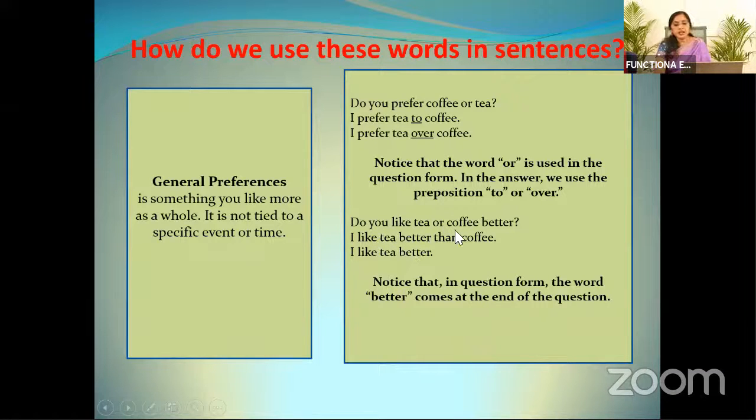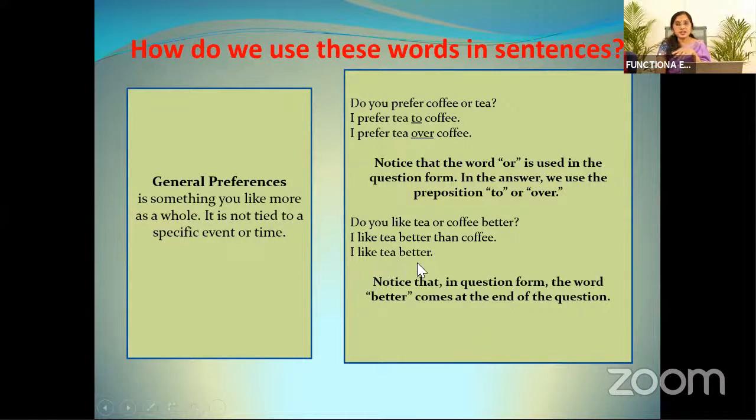Now, do you like tea or coffee better? I like. ఇక్కడ prefer అని వాడాము, ఇక్కడ like అని వాడాము. So, general preferences అడిగినప్పుడు we use the words prefer or like. Notice that in the question form, the word better comes at the end in the question or even in the answer. I like tea better than coffee.